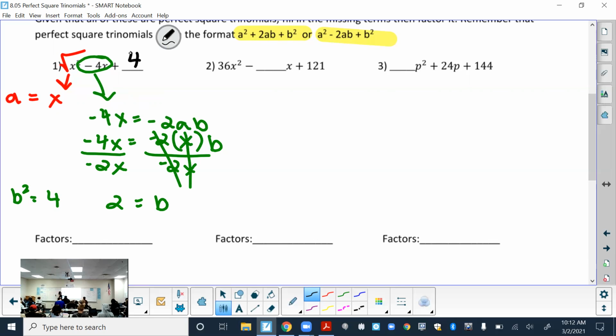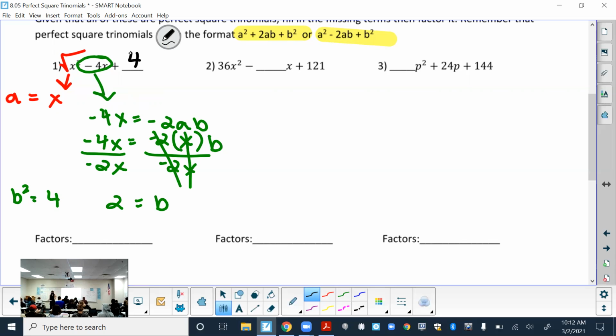All right, so the middle term equals negative 4x. We know the formula for it is negative 2 times A times B. We already know what A is because we did that in the first step. So solve for B, and we get B is 2. In the formula, it's supposed to be B squared.